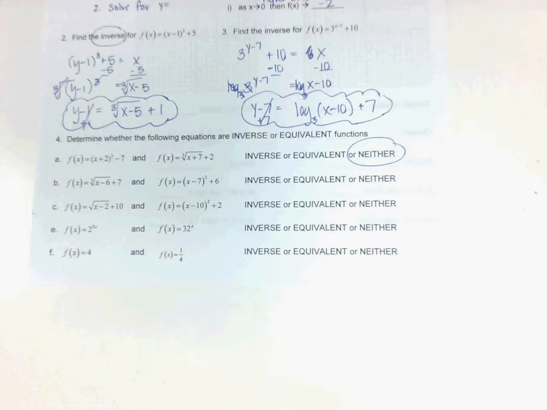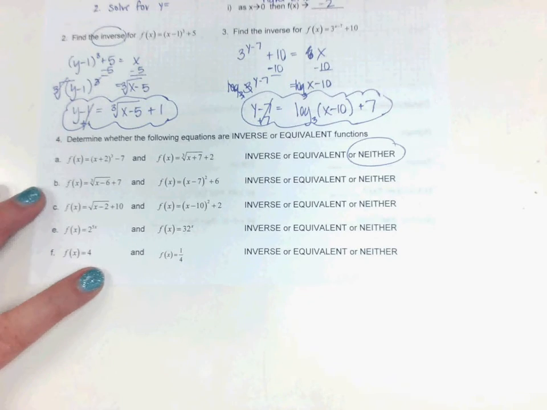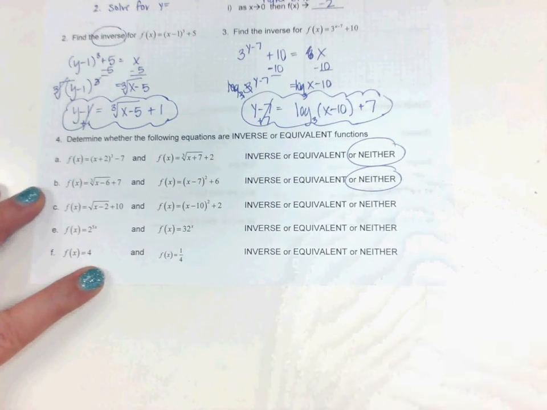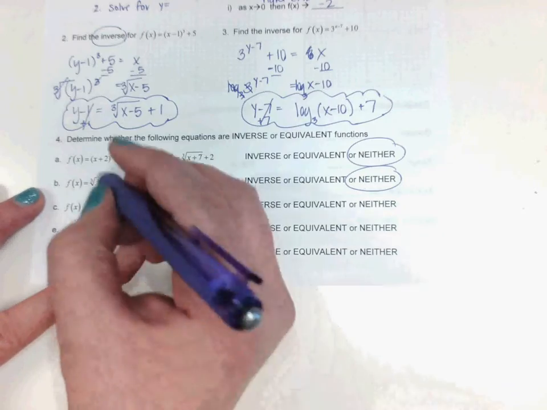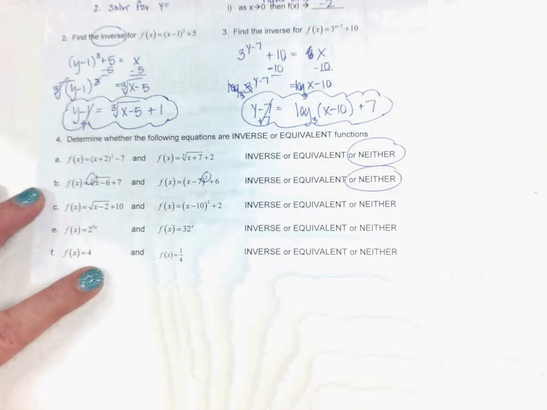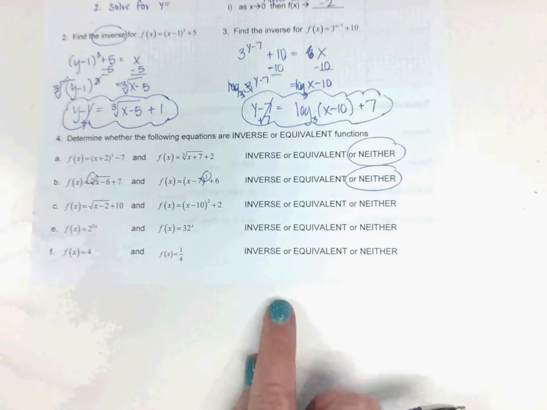Next one. Inverses or no? I think it's neither. Because why? That minus. Cubic root and a squared. Are they partners? Got 'em.